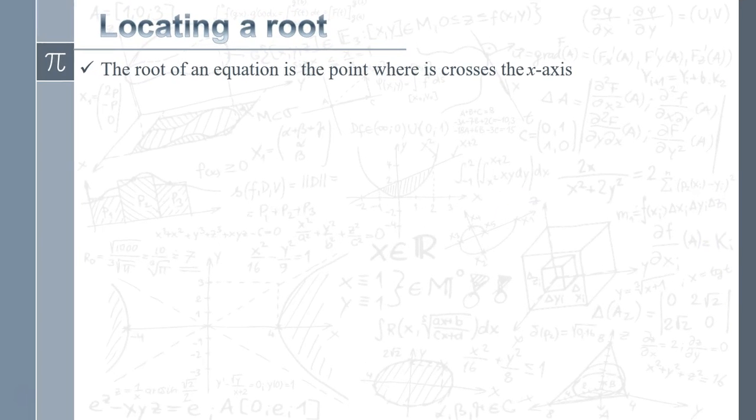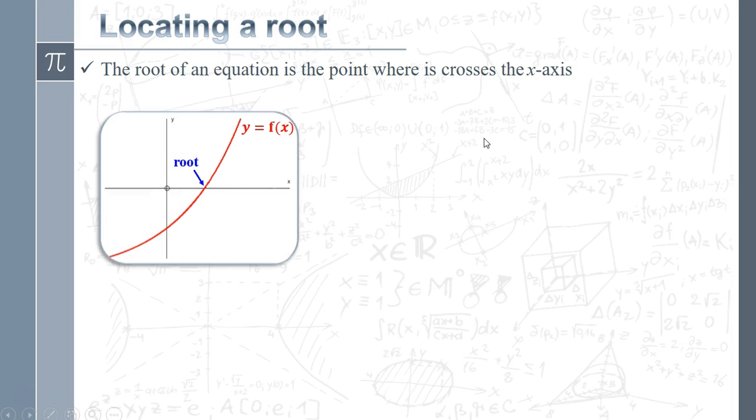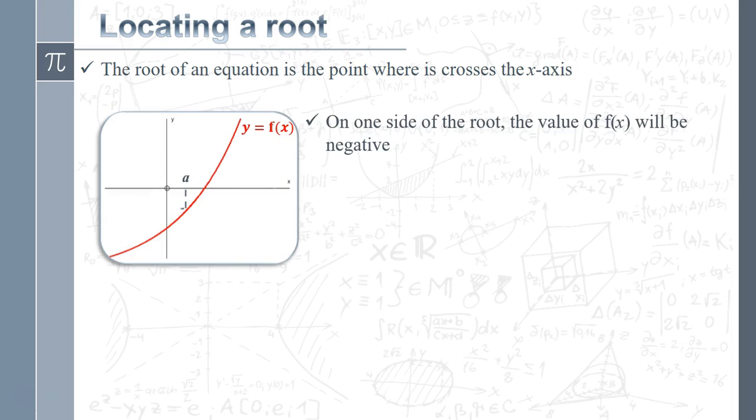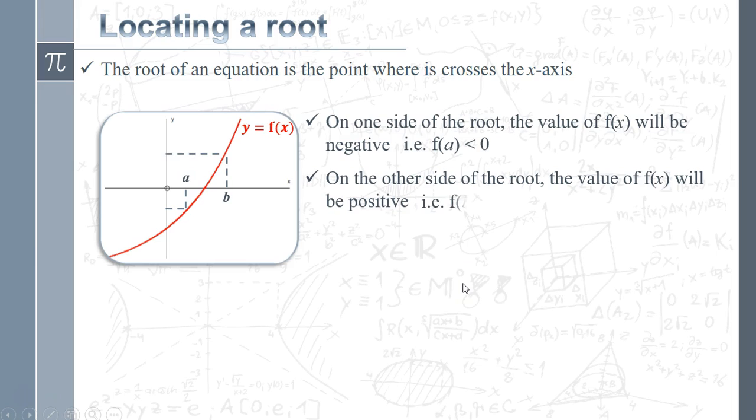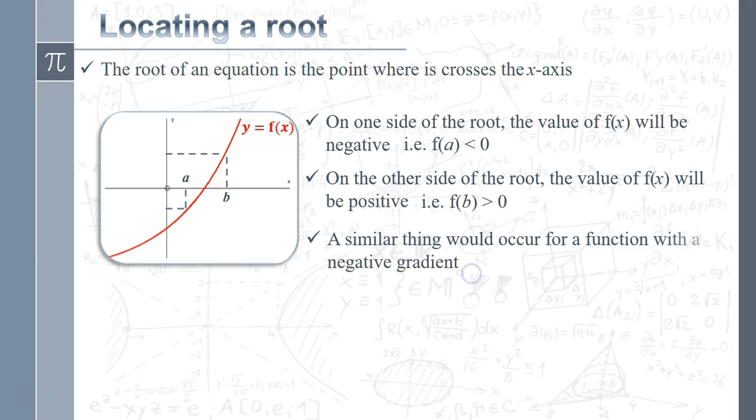Okay, so here we go, locating a root. We should know that the root of an equation is the point where it crosses the x-axis. If we have a look at what happens on one side of the root, if I pick my value of a, we can see that f of a is negative, it's coming out with a negative value here. And if we do f of b on the other side, then it will be positive. So what we're essentially doing is putting in two values, one either side of the root. One value will be positive, one value will be negative, so we've got a change of sign.